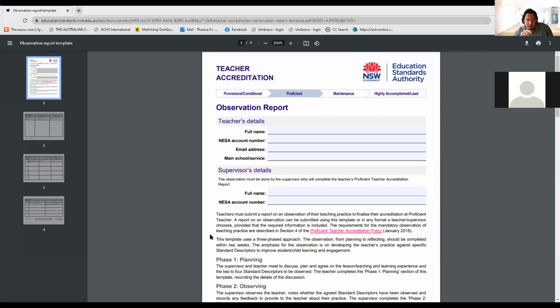You use the observation report from NESA, and you're going to include that as evidence 7 for standard 7. Does that make sense? There you go. 2 out of 7 done. Now you just have to annotate them. And then that's 2 out of 7 done. Geez, I'm a wizard.